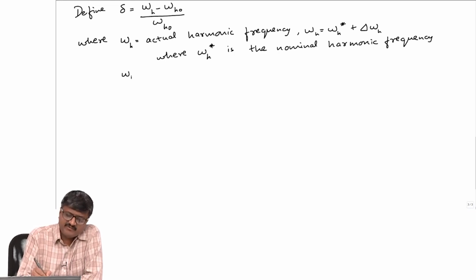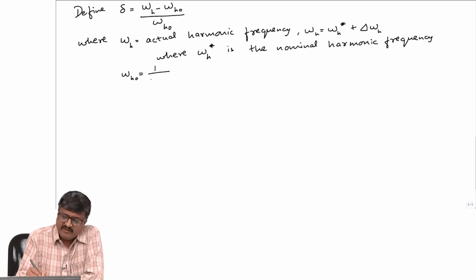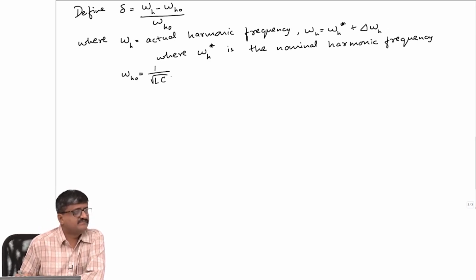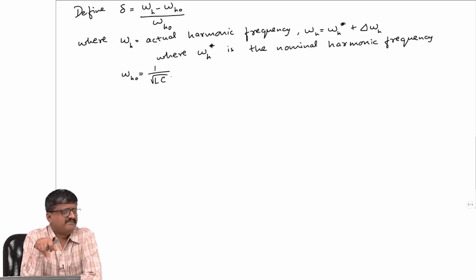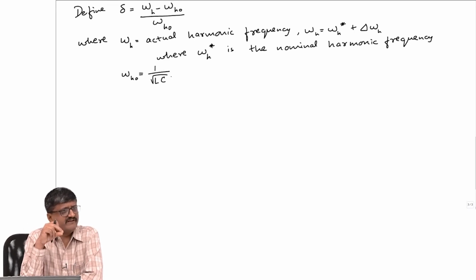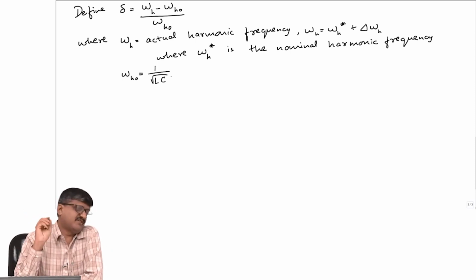Then omega h o is there in the definition of delta. Omega h o by definition is 1 by square root of L C. Now, are you familiar with this formula? You might have come across filters earlier in some course. If I want to design the filter for the frequency omega h o, which is the angular frequency, then L and C should satisfy this equation: omega h o is 1 by root L C. You are familiar with that, right?